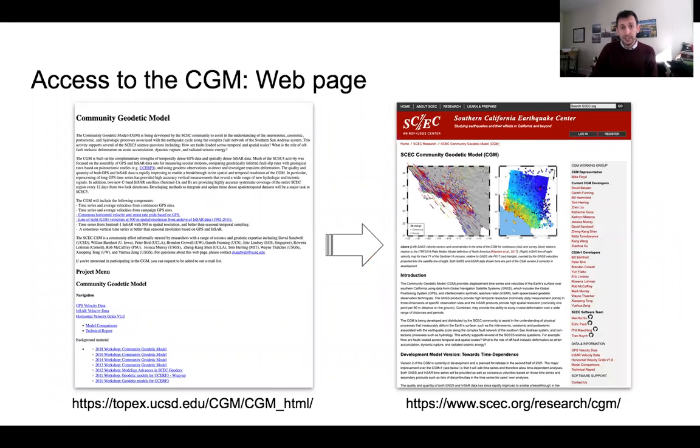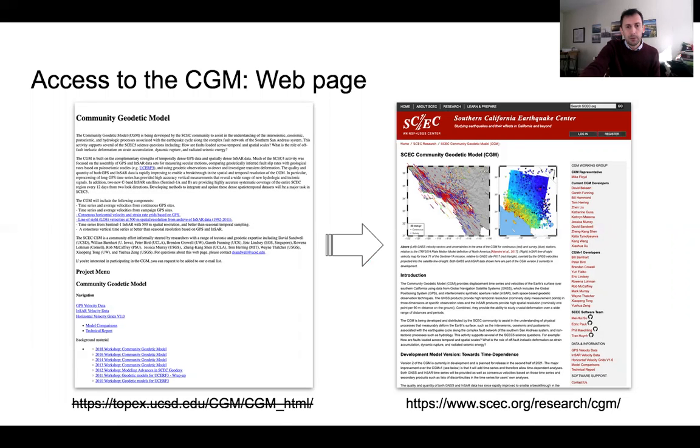The web page, as I said, has gone live. So the products used to be hosted by David Sandwell at Scripps. We have moved that across to scec.org. So please now go to scec.org/research/CGM for a landing page for the CGM.